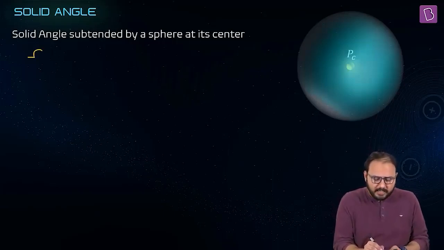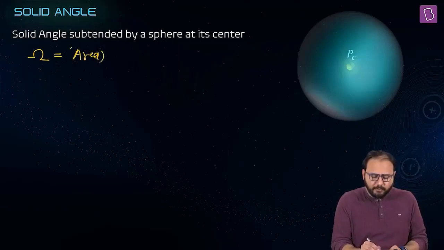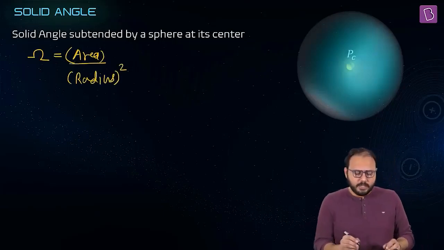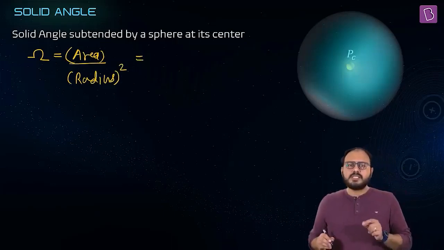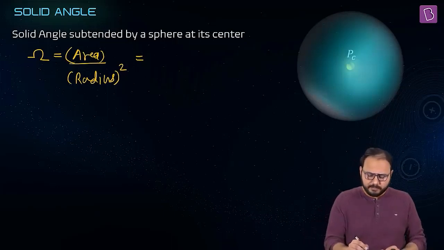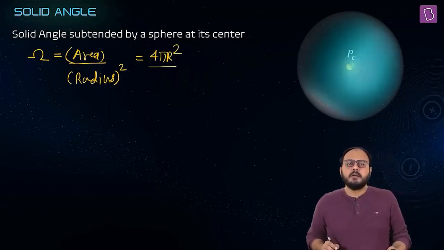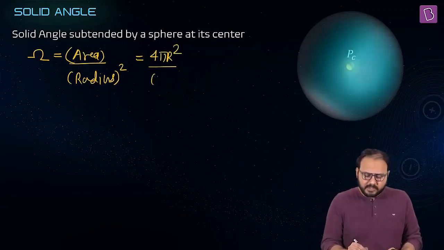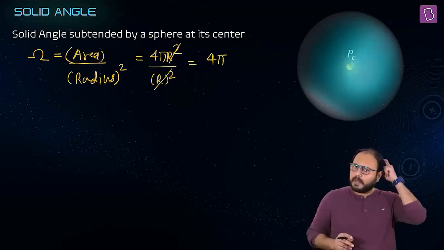The solid angle subtended by the sphere would be the area of whatever you're talking about upon radius square. Are you sure? 100%. Can you please tell me, what is the area of the entire surface of the sphere? 4 pi r square. Perfect. 4 pi r square divided by radius square, r square. R square and r square get cancelled. We get 4 pi.